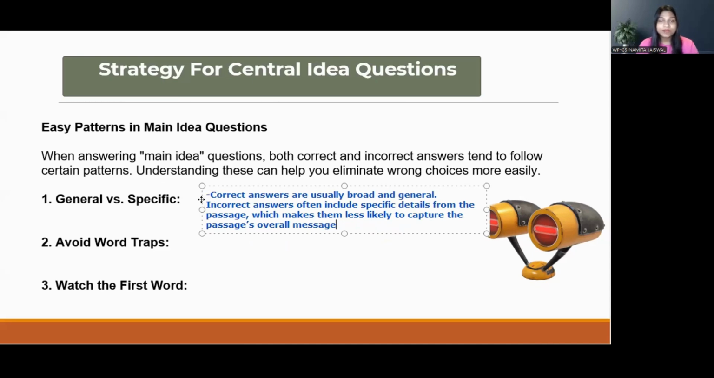Now, moving ahead with another strategy: avoid word traps. What do you mean by this? You have to be cautious of answer choices that repeat exact words from the passage, especially difficult vocabulary. These questions test your ability to understand the big picture rather than recognizing words. So, this is not a vocabulary test. This is recognizing and understanding the paragraph. So, again, you have to be cautious of your choices when you are eliminating the wrong options to get the right one.